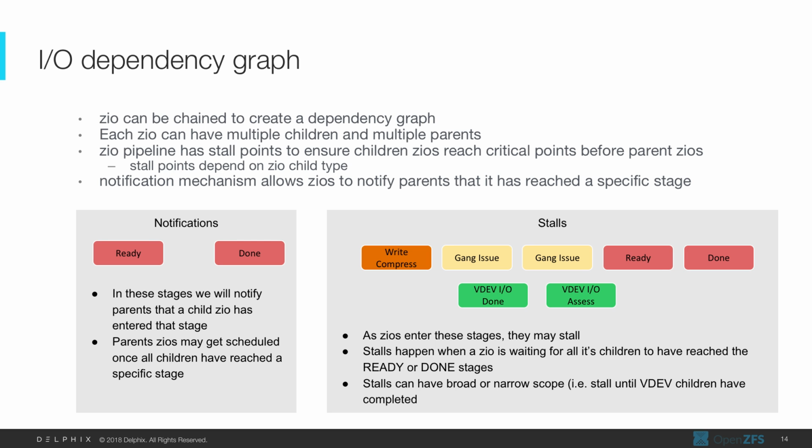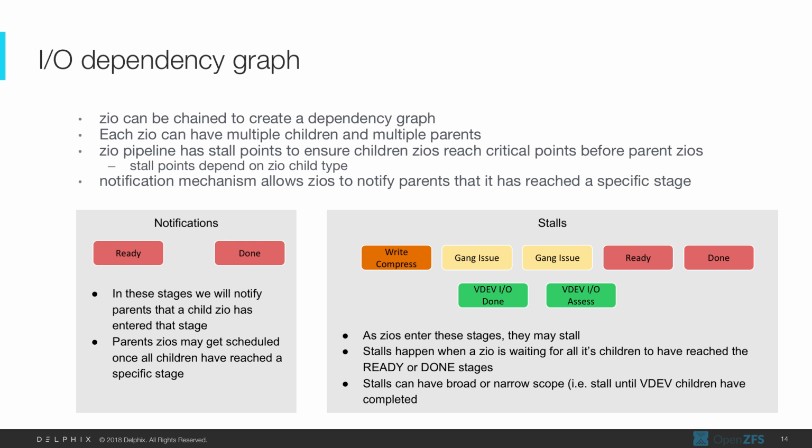We can have an I/O that is currently sitting waiting to get started, waiting for all its children to make it through those initial stages where it's doing data transformation and allocation. And then once it reaches a ready stage, it notifies the parent, says, hey, I'm ready, so obviously you can start being ready and you can move forward because I'm not going to change the data underneath you.